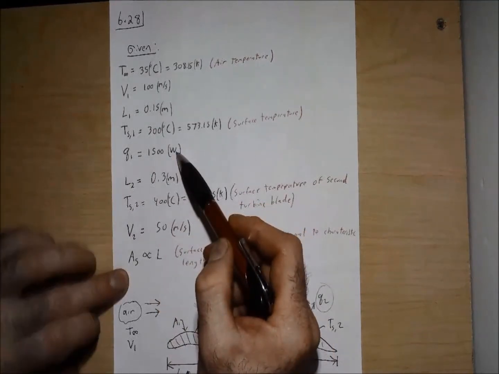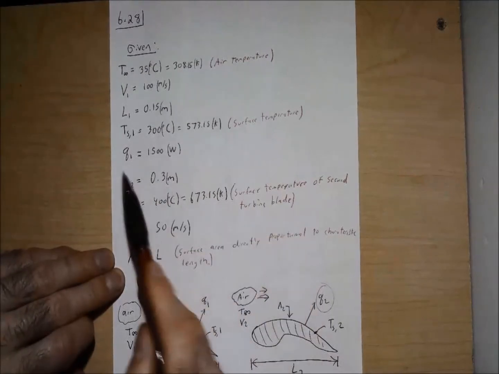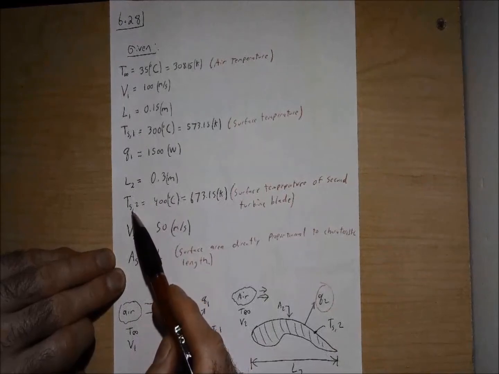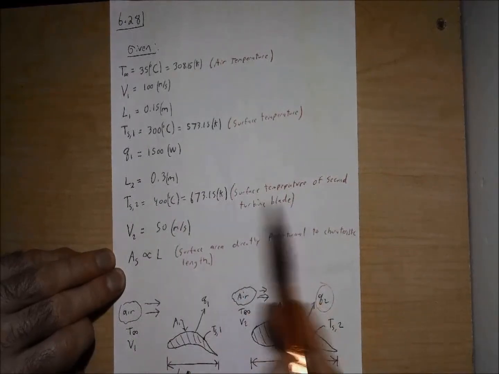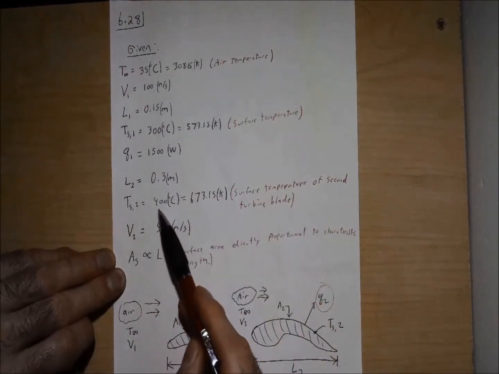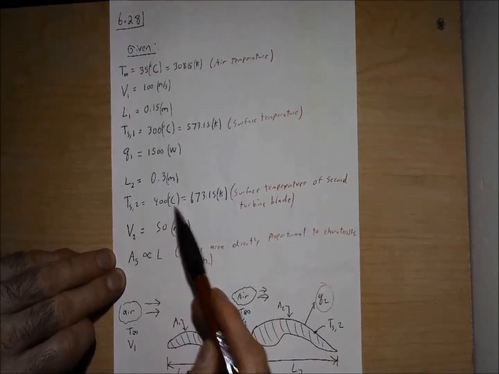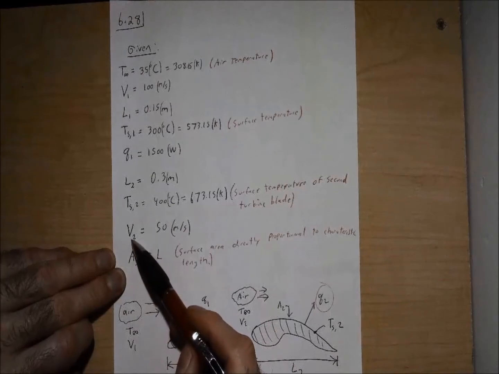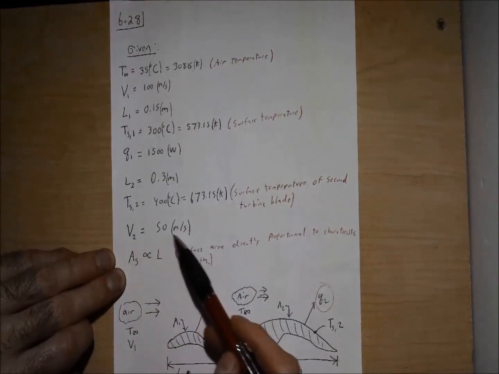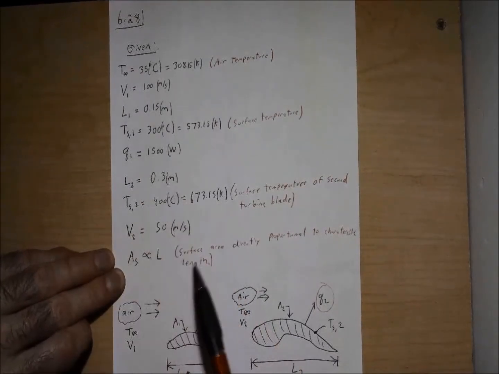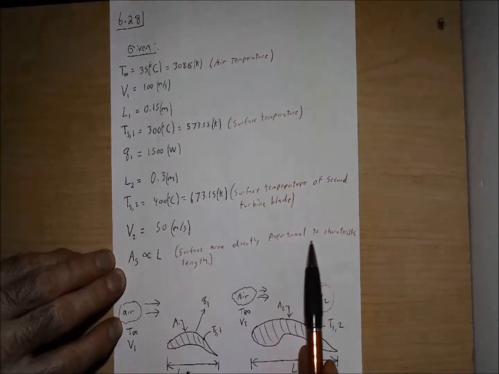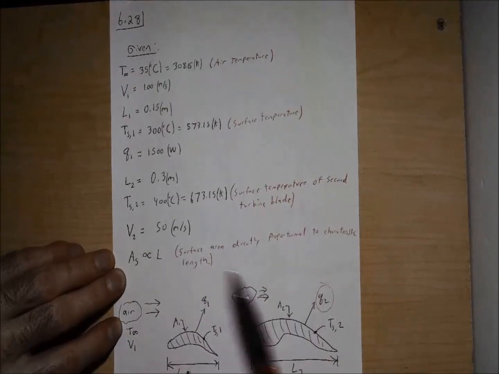Now I've separated it out and done it for case 2 here. We have L2 equal to 0.3 meters. Our surface temperature of the second turbine blade, TS2, is 400 degrees Celsius, or converted to Kelvin, 673.15 K. Our second velocity, V2, is 50 meters per second, so half of that of V1. And our surface area is proportional to the characteristic length here.